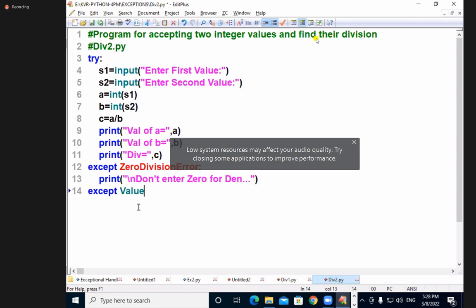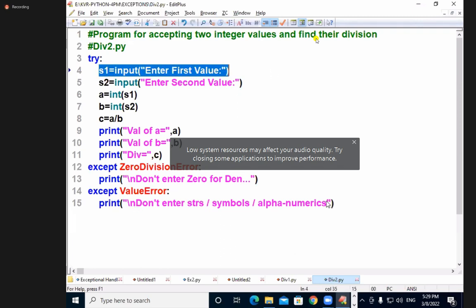Except ValueError, print: don't enter strings, symbols, or alphanumerics. Understand? Start. I enter again.